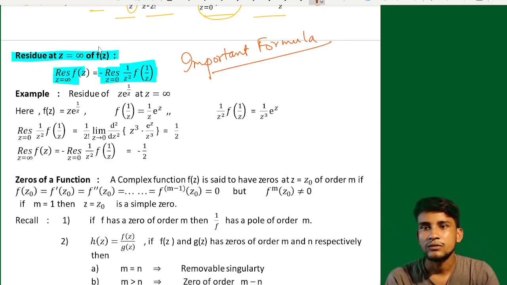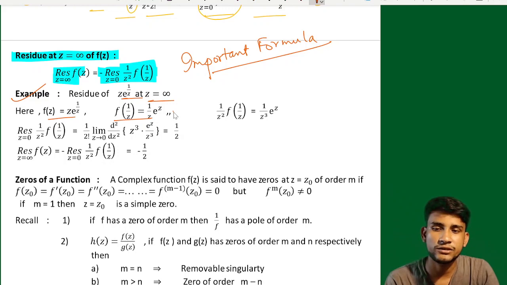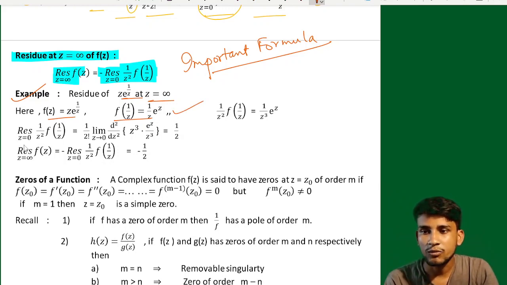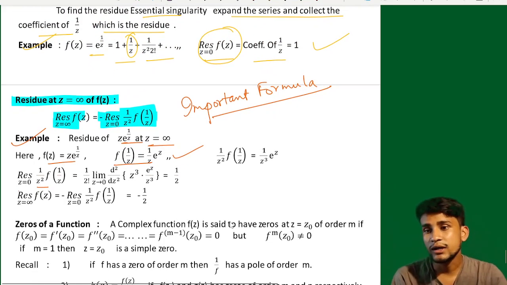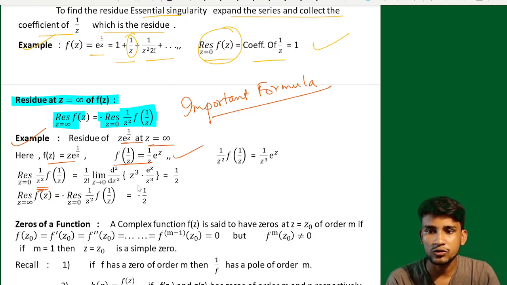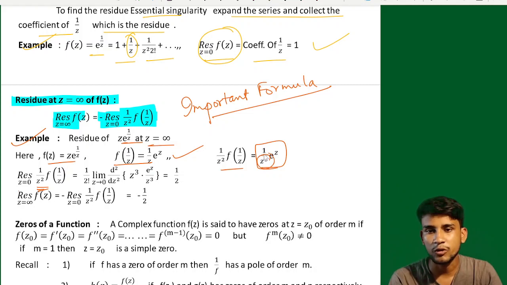Now, for example, let us find the residue of z e^(1/z) at z = infinity. So f(z) = z e^(1/z), and we need f(1/z). The residue at z = 0 of 1/z^2 times f(1/z) is equal to 1/2!. The formula is the residue at z0 of order, since this is of order 2. Since 1/z^2 times f(1/z) is equal to e^z/z^3, this is a pole of order 3 at z = 0.